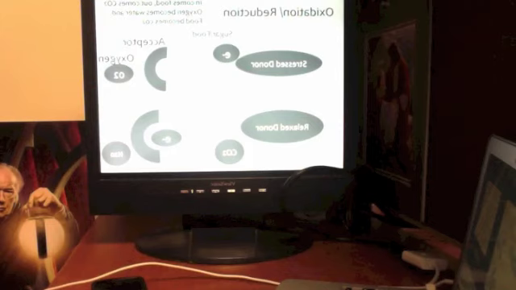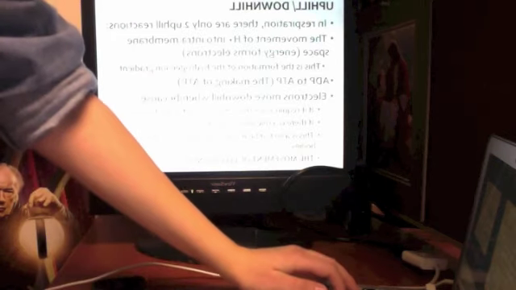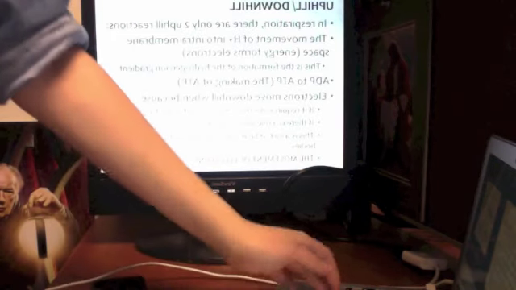Okay. Sorry. No, that makes sense now. The visual kind of helped. Okay, good. There is uphill and downhill. Can you explain uphill?